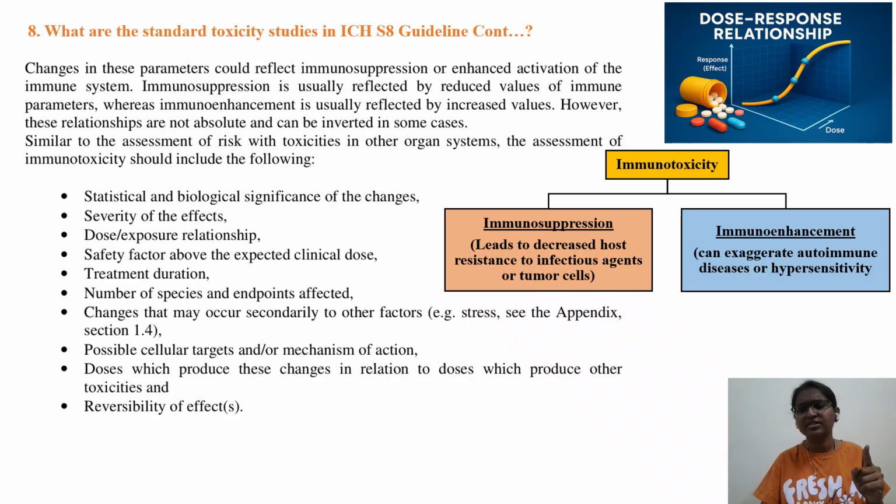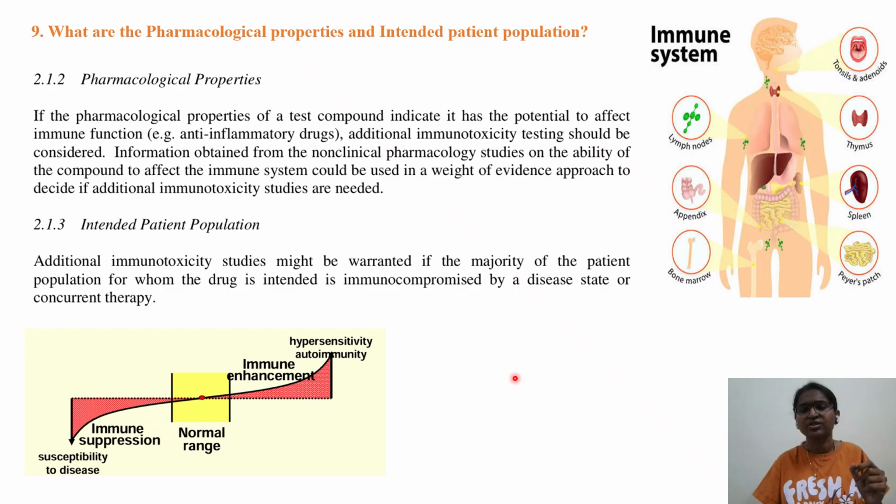So if there is a study director who has worked on immunotoxicity studies, he will well understand this particular section. Next, in continuation, I told you 2.1 we have discussed, that is pharmacological properties and the standard toxicity studies. Now we are going to discuss pharmacological properties, that is, what are the pharmacological properties and intended patient population. So 2.1.2 and 2.1.3 in the guideline we are discussing.